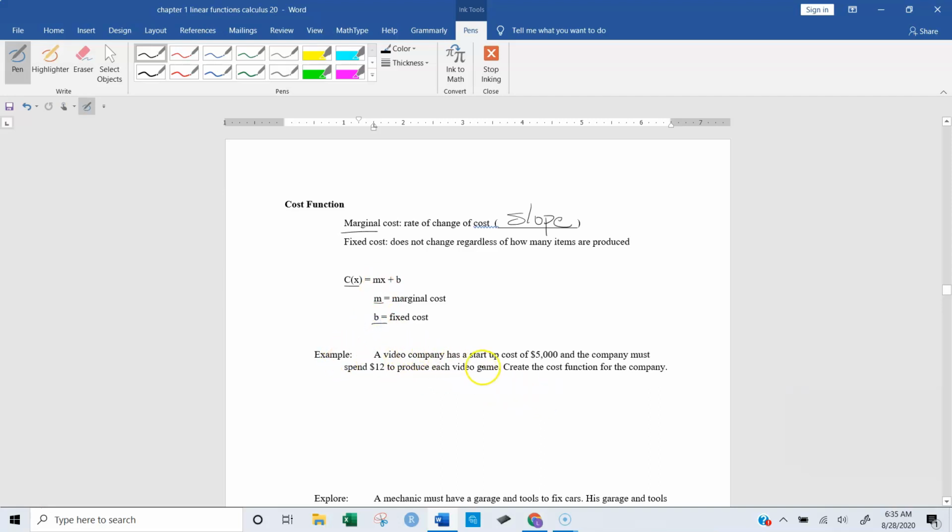So when you read this, a video company has a startup cost of $5,000. $5,000 is not ever changing. So that's my fixed cost. So that's fixed, so that will be B in my equation. Must spend $12 to produce each video. So it's $12 per video. Since that's $12 per video, that is a slope. It's $12 to one video. This is my marginal cost. This is what's changing. So that's my M. Create the cost function. All we do is write it out now. So the cost function for my video is equal to 12x plus 5,000.